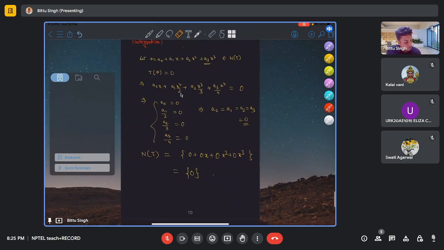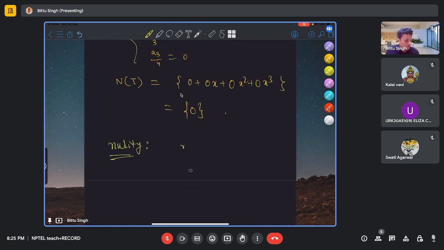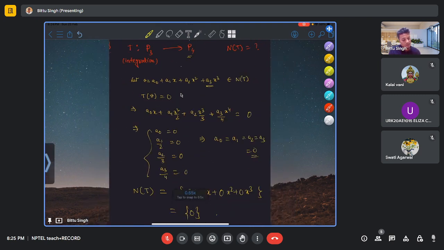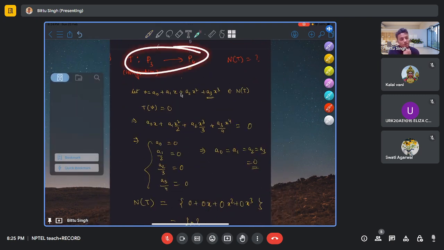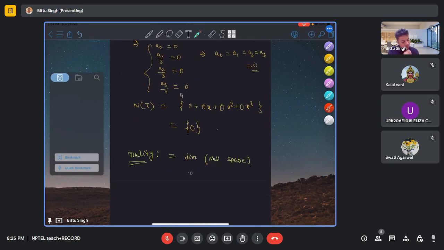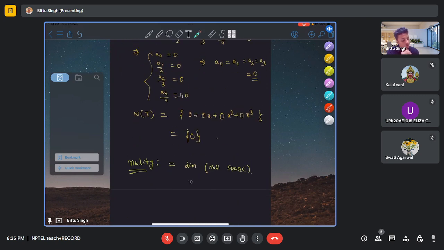Now we will give another definition: nullity. Nullity is defined by the dimension of null space. Nullity is the same as the dimension of null space. So here, what will be the nullity for this transformation? What will be nullity? Nullity of this transformation.